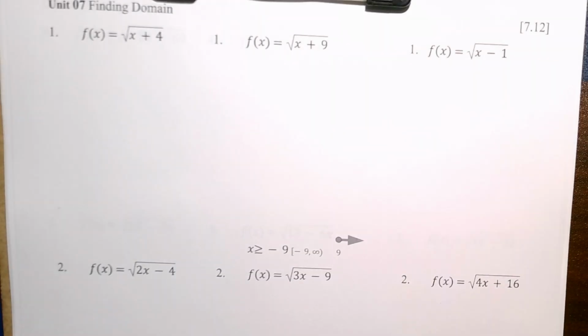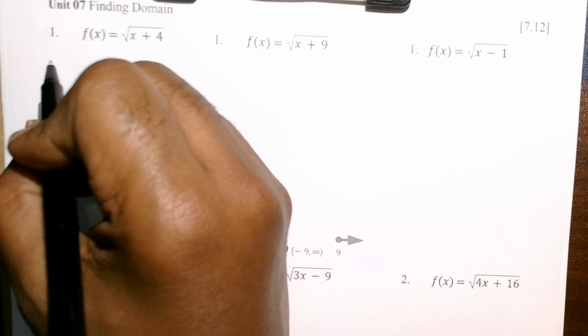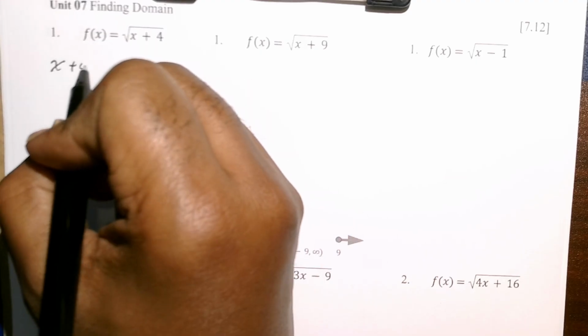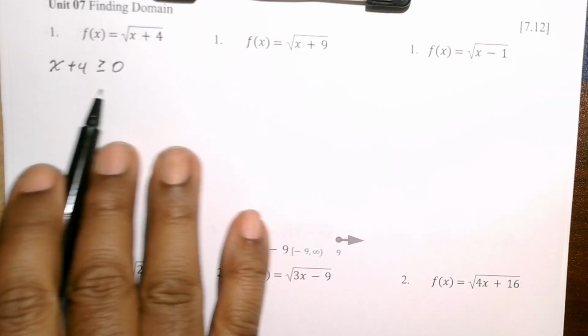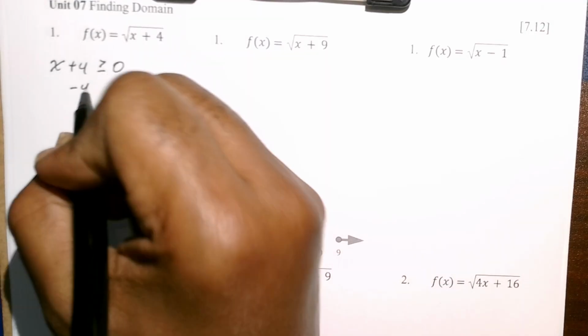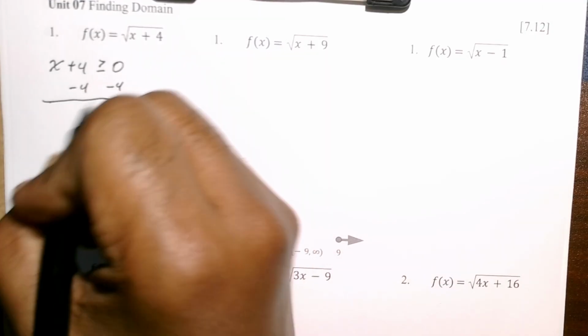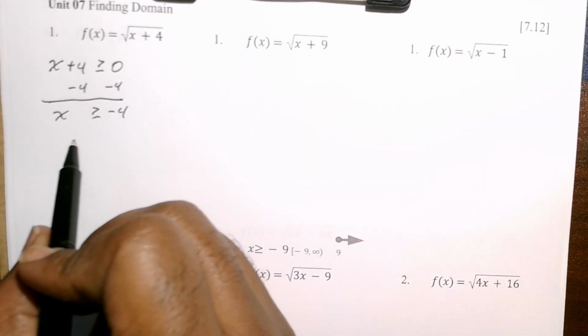Okay, so the square root of x plus 4, what numbers can be used for input? Well, we'll say that x plus 4 has to be greater than or equal to 0. Then we'll use this to solve for x. So minus 4 on both sides, and we get x is greater than or equal to negative 4. The graph of this looks like this.